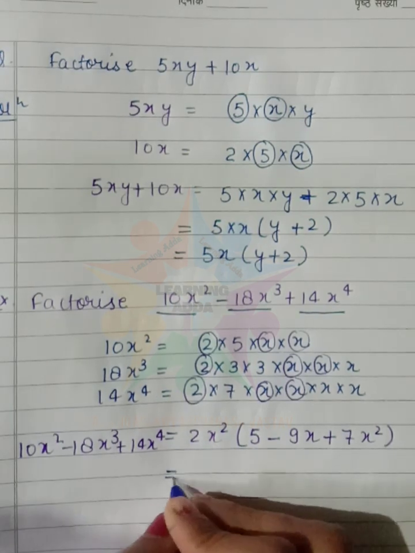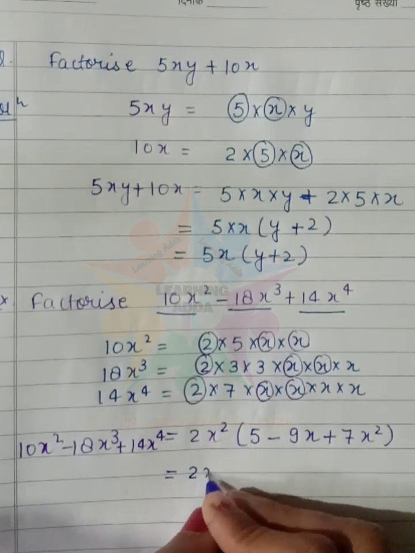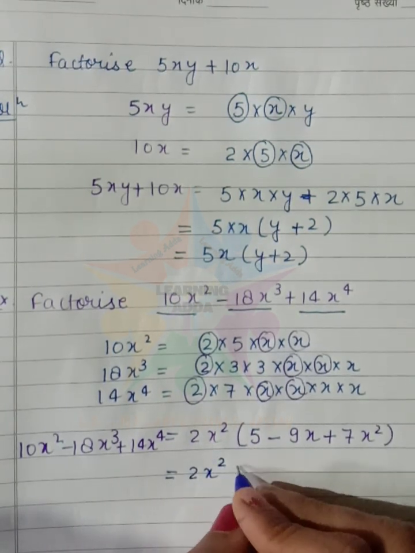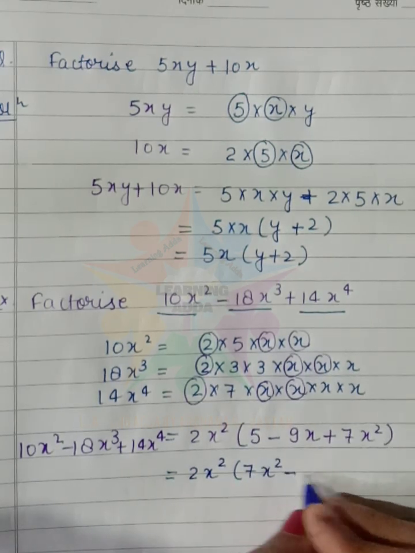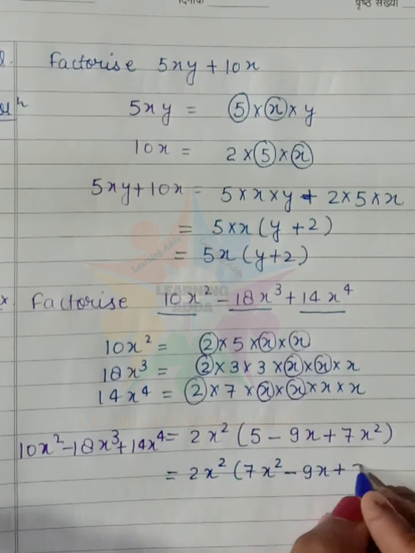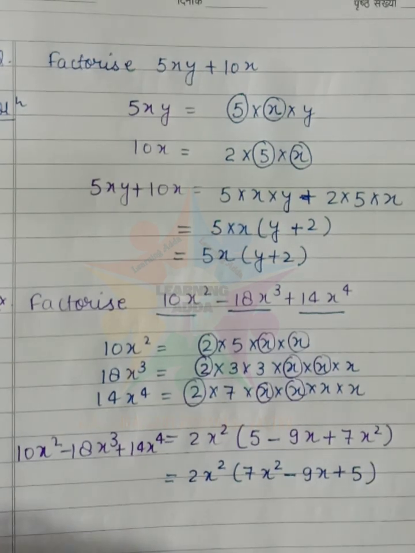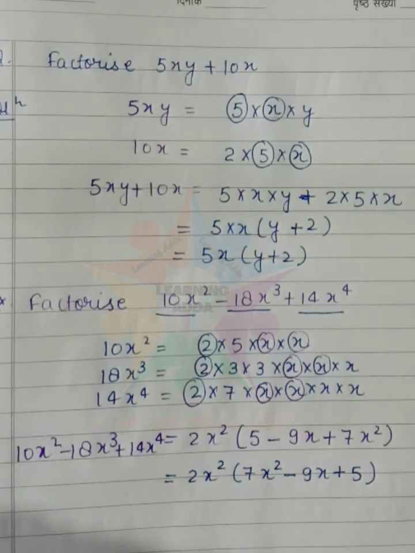We can write this in descending order, means 7x square minus 9x plus 5. This is the factor of 10x square minus 18x cube plus 14x to the power 4.